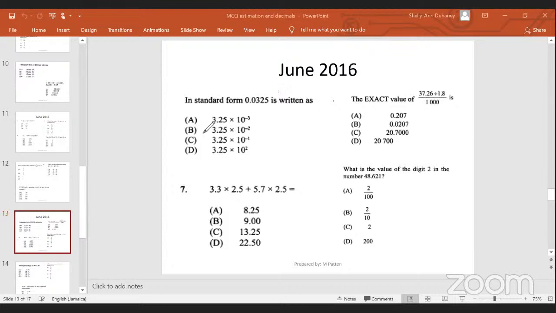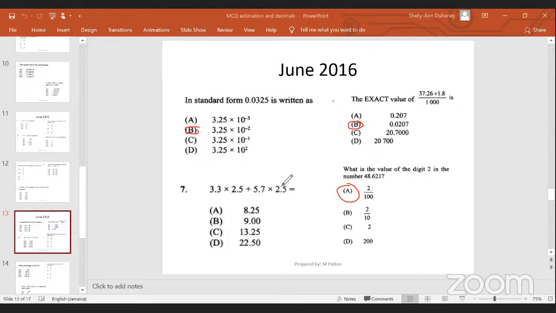B. Banana. Banana. The exact value of 37.26. B again. Banana. Let us just answer the ones that we did before. And this one, what is the answer? What is the value of the digit? Apple. Right. So let us look at 7 now.